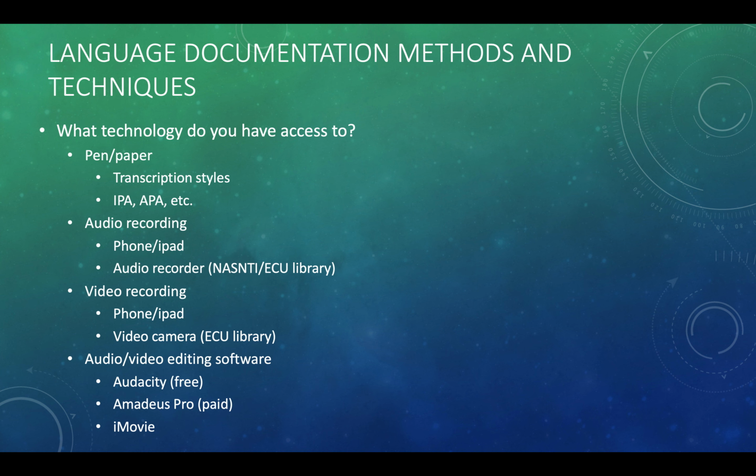Okay, next, what technology do you have access to? Are we writing on pen and paper? If so, you're going to need a standard transcription style like IPA or APA. If you were in the Native American Languages class, then you're familiar with IPA, the International Phonetic Alphabet. I showed an example in the Nachi slides of the American Phonetic Alphabet, which is a variation of IPA that was used mostly in North America in the early 1900s.